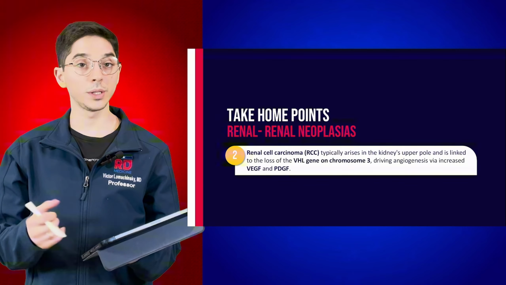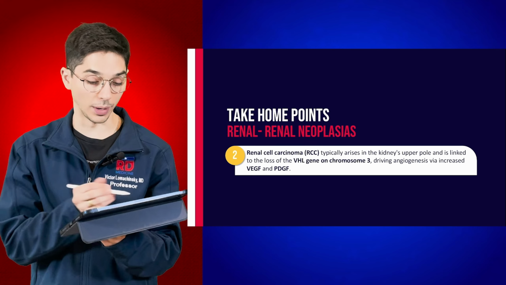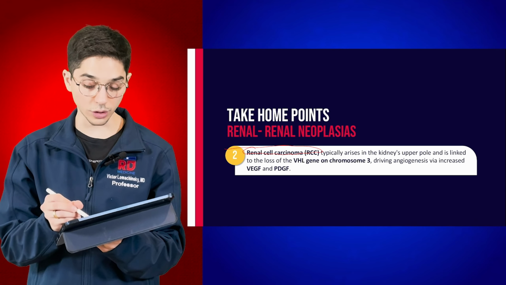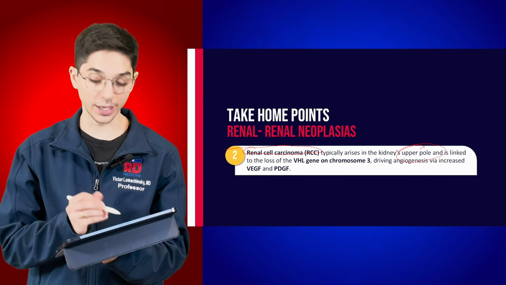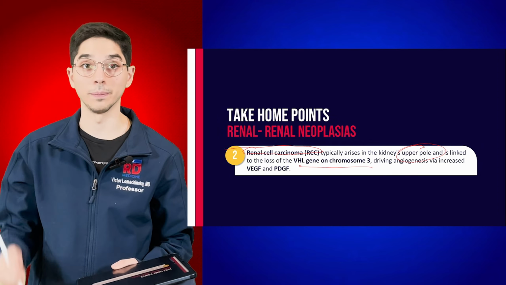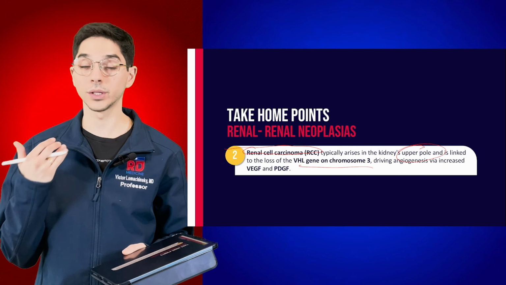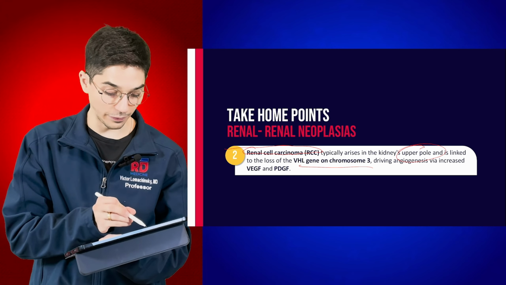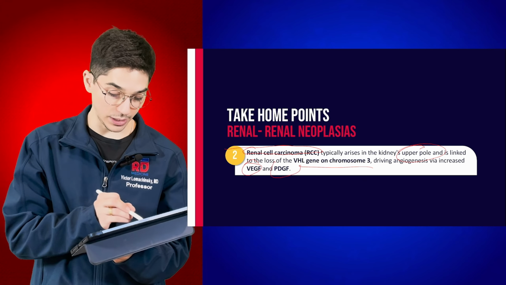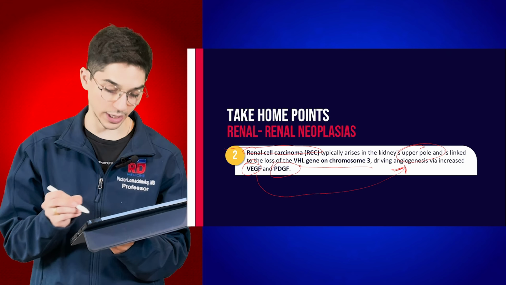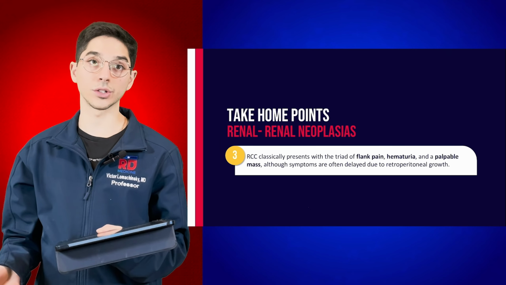For number 2, we spoke of renal cell carcinoma. Now, this is the major highlight of this lecture. It usually arises in the kidney upper pole, and it's linked to the VHL gene, which is located on chromosome 3. Now, that gene will result in increased production of certain proliferation factors like VEGF and PDGF, which both will increase your angiogenesis.